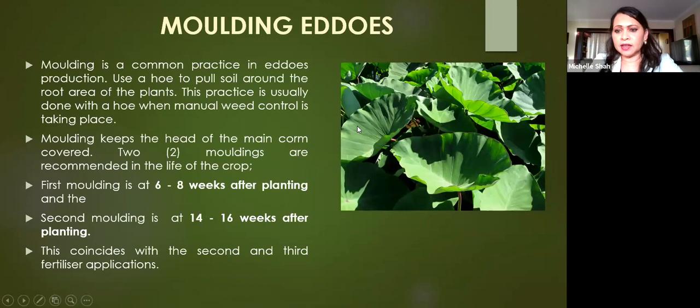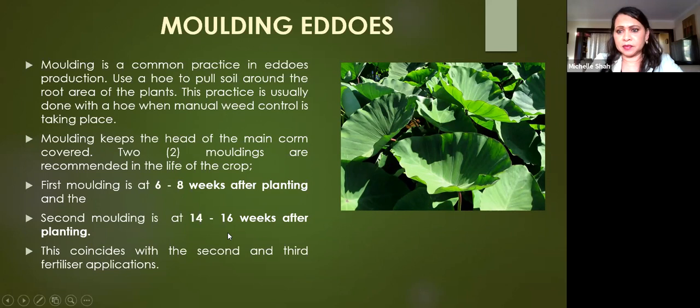Molding of eddoes. Molding is a common practice in eddoes, and we use a hoe to pull soil around the root area of the plant. This practice is usually done with a hoe, along with manual weed control. Molding keeps the head of the main corm covered. Two moldings are recommended in the life of the crop: the first at 6 to 8 weeks after planting, and the second at 14 to 16 weeks after planting. This coincides with the second and third fertilizer applications.